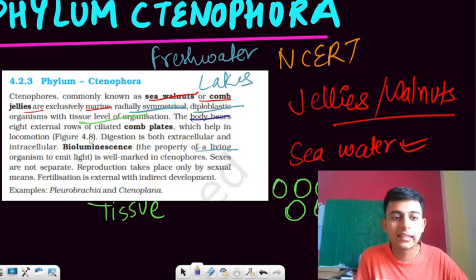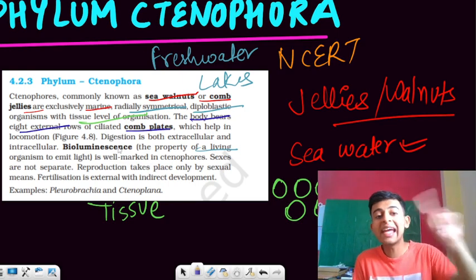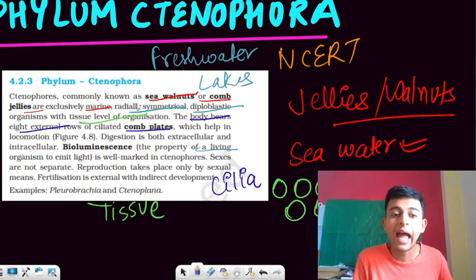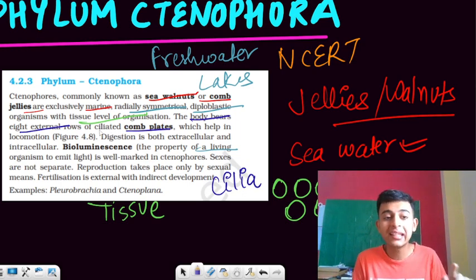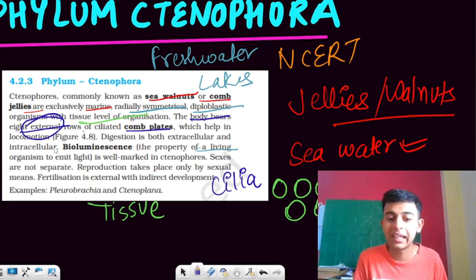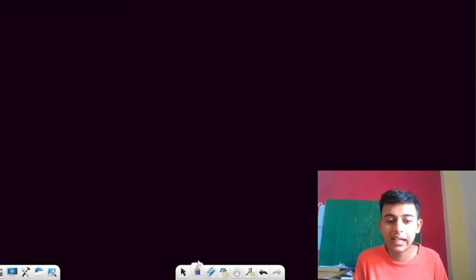The body bears 8 external rows of ciliated comb plates. So the plates have cilia on them. And the second thing, 8 rows are there and they are present externally. In assertion reason they can make it internal, so the statement will change. And it helps in locomotion. We'll have to understand that.